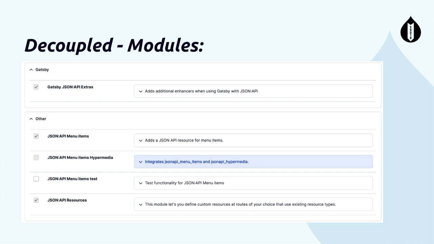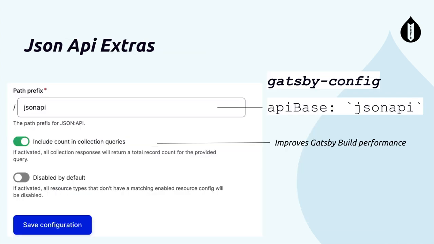But there are a few others as well. And in your Gatsby module settings, you'll find with JSON API extras, you can set your endpoints URL. We're using the default JSON API. And we're switching on the include count in collection queries. And that just speeds up the build time.